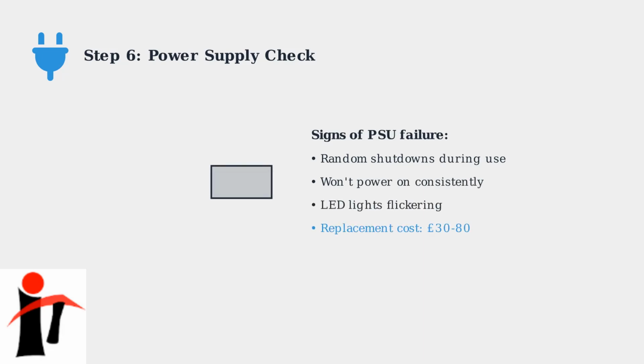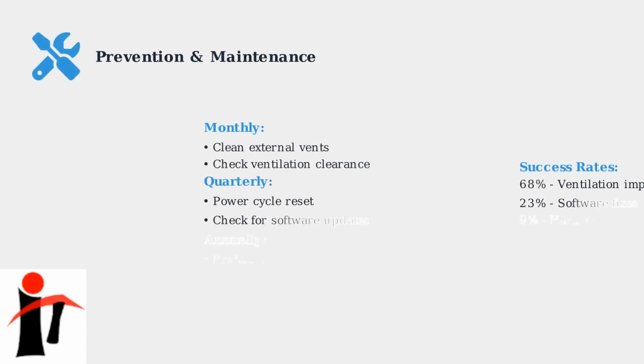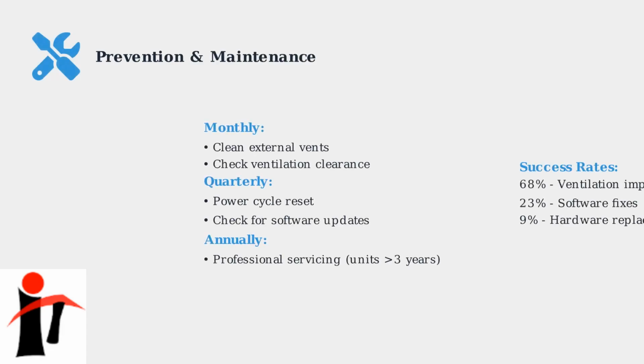If none of the previous steps work, the issue may be a failing power supply. This is more common in units over 3 to 4 years old and may require professional replacement. Regular maintenance can prevent future auto shutdown issues. Clean your box monthly, ensure proper ventilation, and keep the ambient temperature below 23 degrees Celsius for optimal performance.